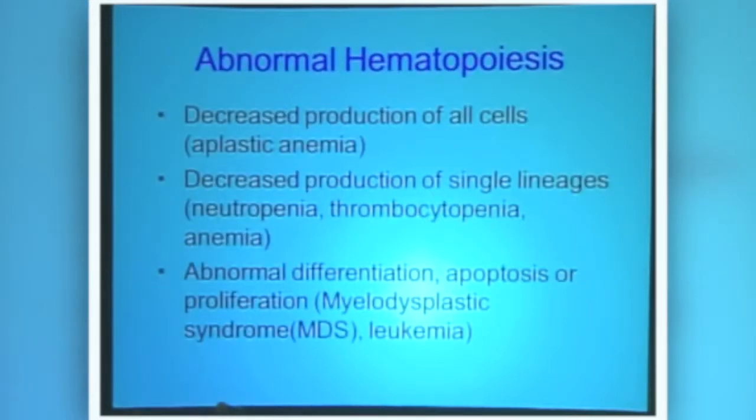So what does abnormal hematopoiesis lead to? Well, abnormal hematopoiesis leads to decreased production of either all of the cell types that we just reviewed, or one cell type. So it will lead to either single lineage cytopenia, what we call, or aplastic anemia. Sometimes abnormal hematopoiesis will lead to abnormal proliferation, differentiation, and apoptosis, and that leads to myelodysplastic syndrome, or AML, which is acute myeloid leukemia. Now, Fanconi anemia is a disease where you're going to see all three of these characteristics.